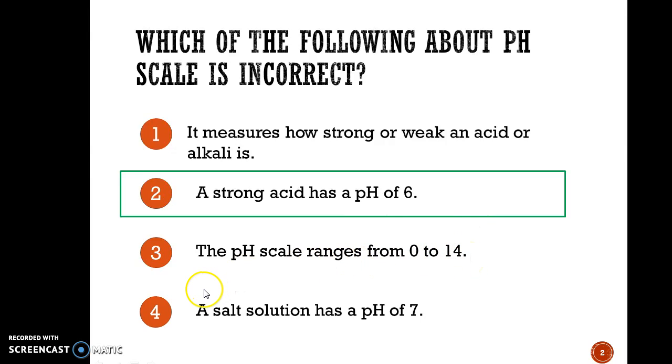Last one, statement 4: a salt solution has a pH of 7. Remember, salts are neutral. A salt solution comprises salt and water, so in this case it is neutral. Therefore, this is true.